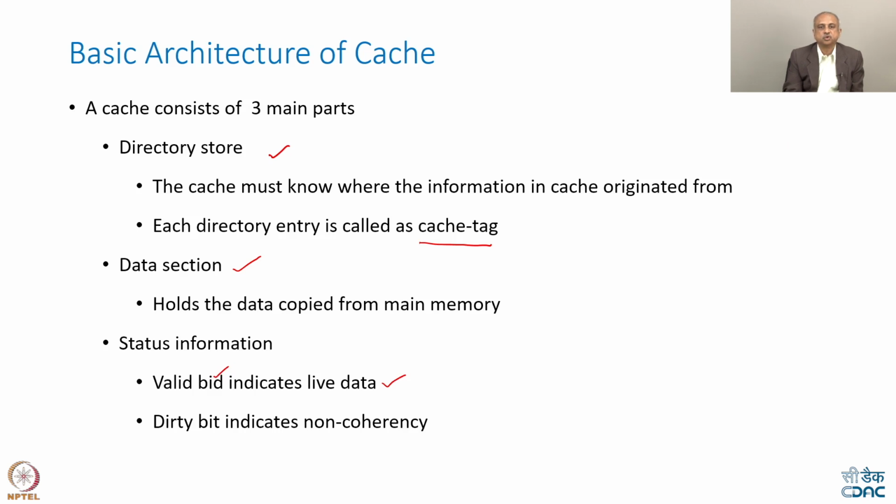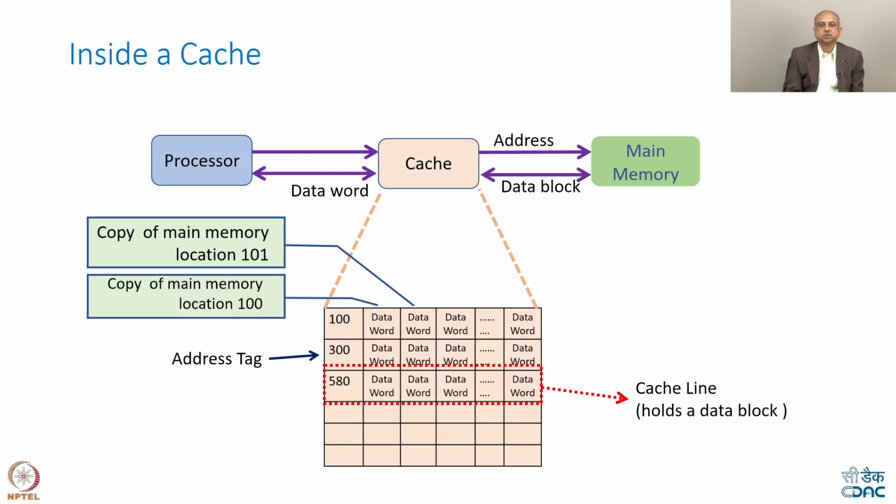Similarly, there is an issue about non-coherency. Non-coherency means the data in the cache and the data in the main memory is not the same. This will happen in multiprocessor systems or multi-host systems, in which case there is a bit called the dirty bit. This bit indicates that the data in the cache is not the same as in the main memory. And always remember that the main memory is the owner of the data, and all attempts are made to keep the data in the main memory correct or fresh.